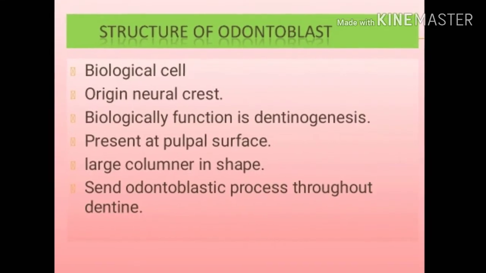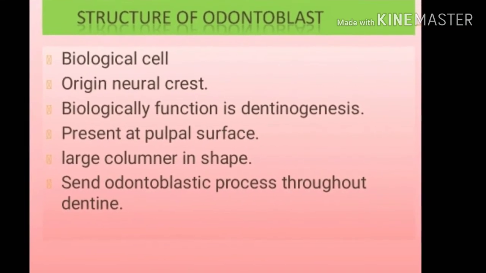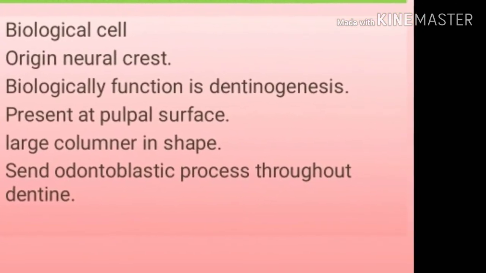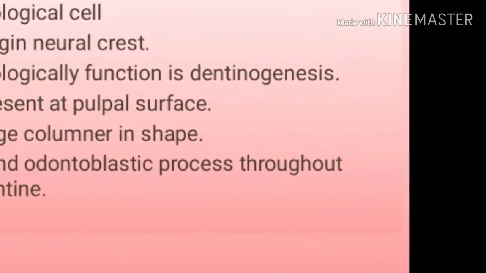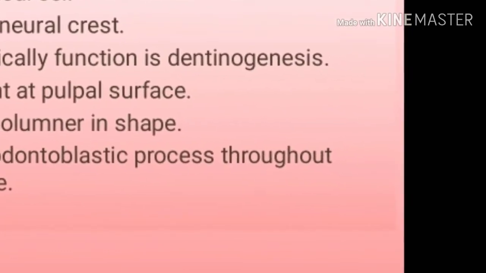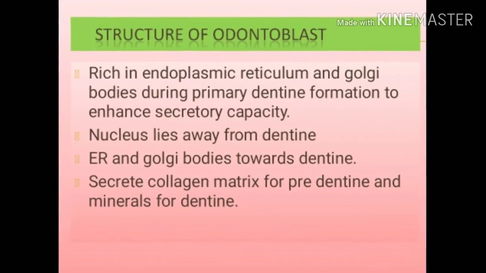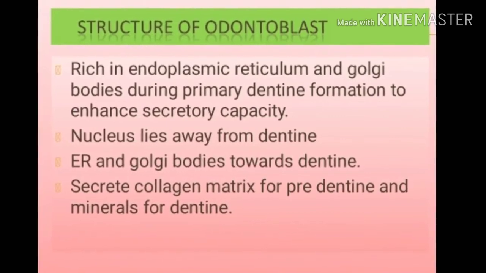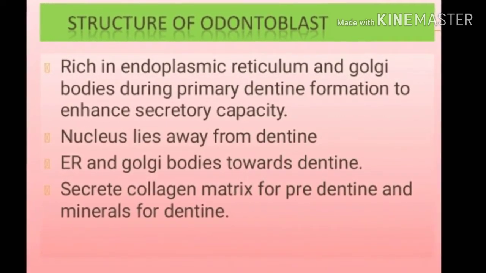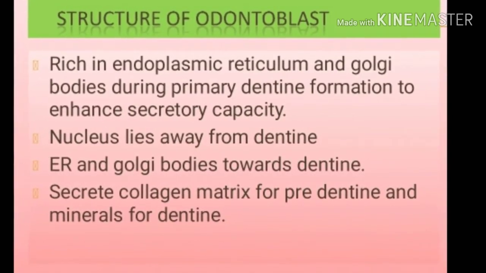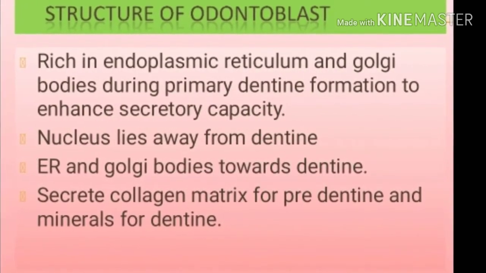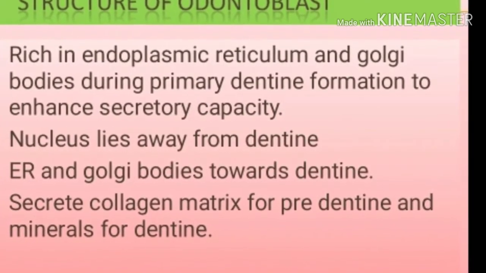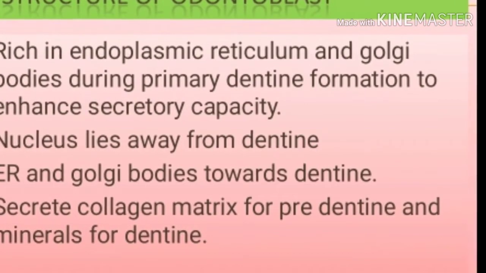Structure of odontoblast. Odontoblast is a biological cell. Origin is the neural crest. Its biological function is dentinogenesis. It is present at the pulpal surface, large and columnar in shape, and sends odontoblast processes throughout dentin. Odontoblast is rich in endoplasmic reticulum and Golgi bodies during primary dentin formation to enhance secretory capacity. The nucleus lies away from the dentin, endoplasmic reticulum and Golgi bodies towards the dentin. The function of odontoblast is to secrete collagen matrix for the predentin and the minerals for the dentin.